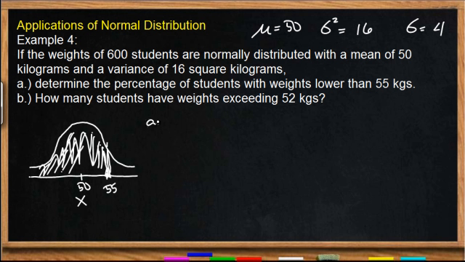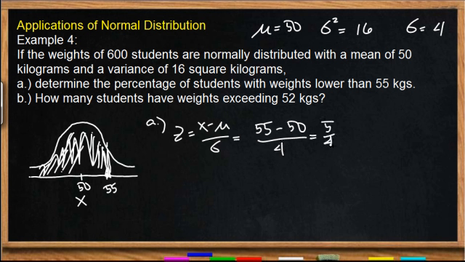So letter A, what is z? Z is equal to x minus mu over sigma. In that case, what is x? It is 55. Mu is 50. Sigma is 4. So the answer is 5 over 4, which is equal to 1.25. So what we need to find is the probability that z is less than 1.25.